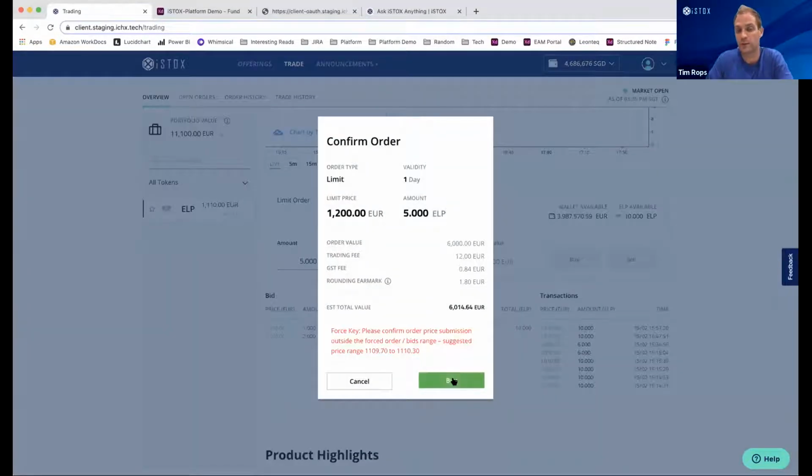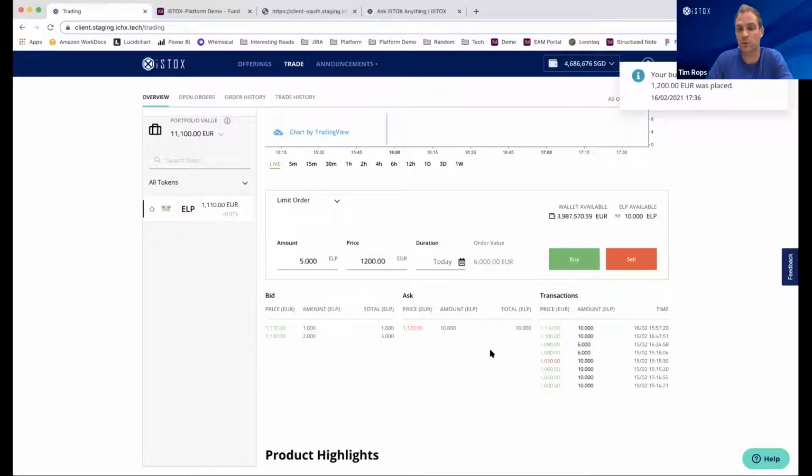And that is effectively all the steps we take. Overall, it takes about 2 to 3 clicks to place an order anywhere. So I hope that answers the questions.